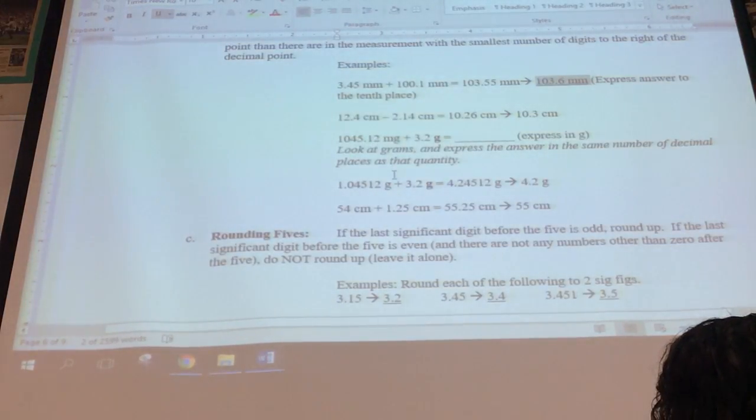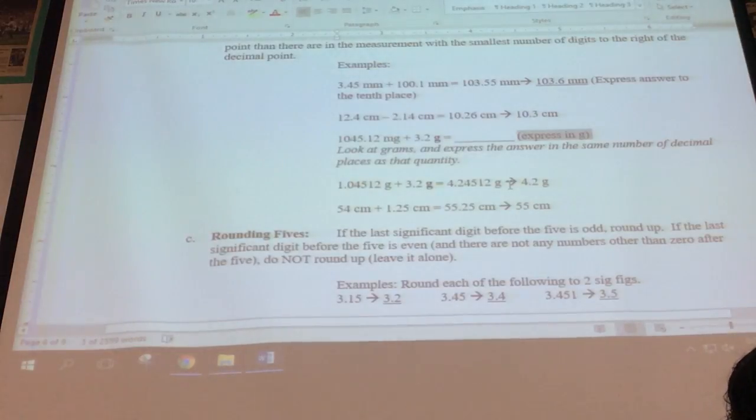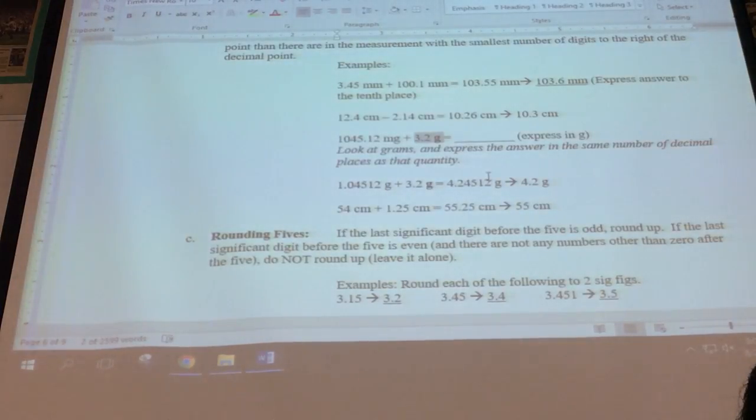1045.12 milligrams plus 3.2 grams. You want to express this answer in grams. Now this is tricky on multiple levels. What did I tell you about when you add or subtract? You must have the same unit, exactly. And I'm telling you which unit I want right here. I look at that quantity. That quantity is to the 10th place. My answer will be in grams, and my answer will be to the 10th place.